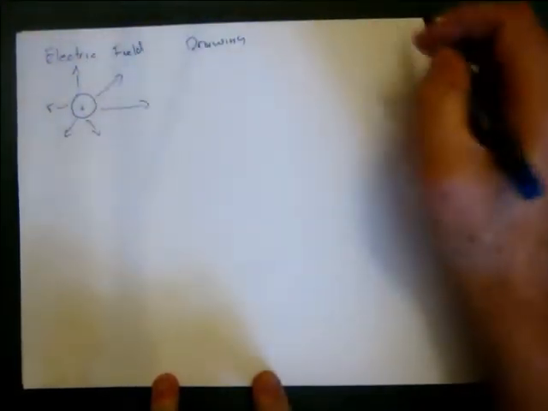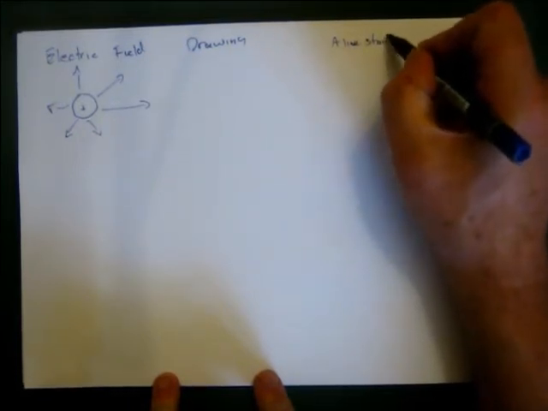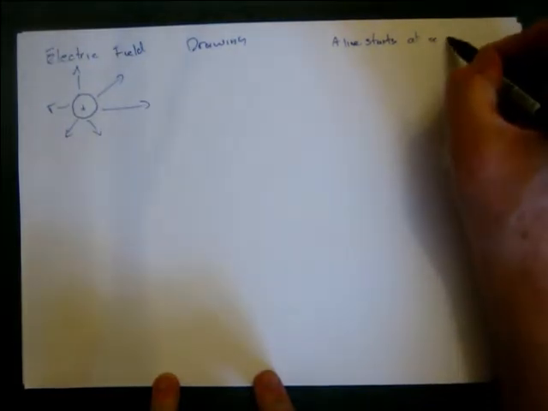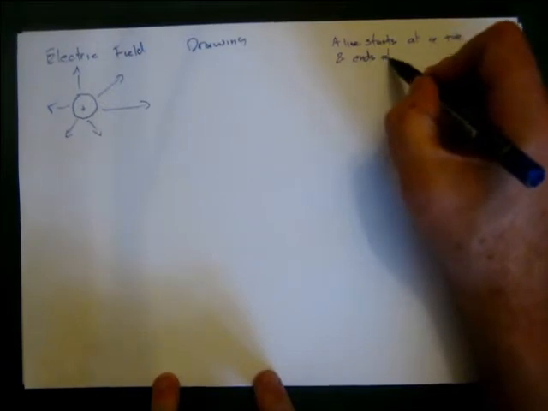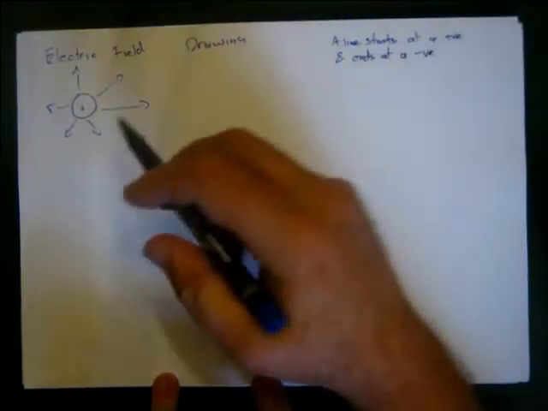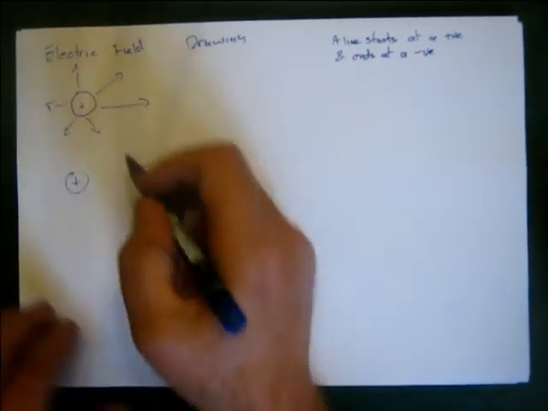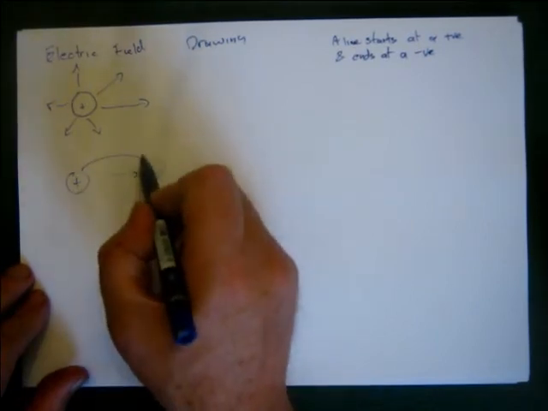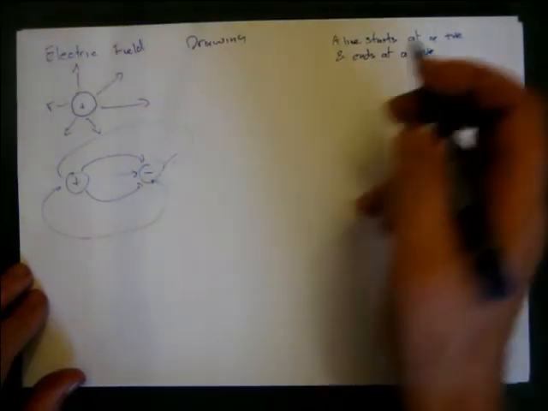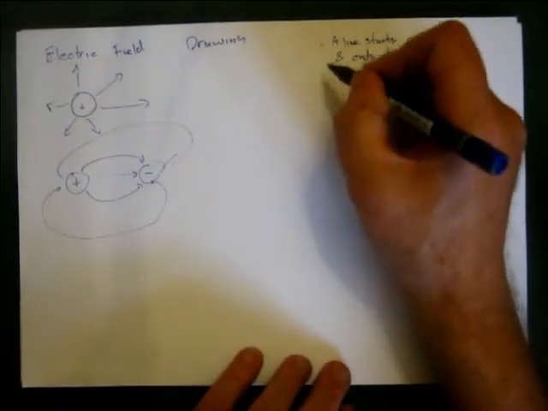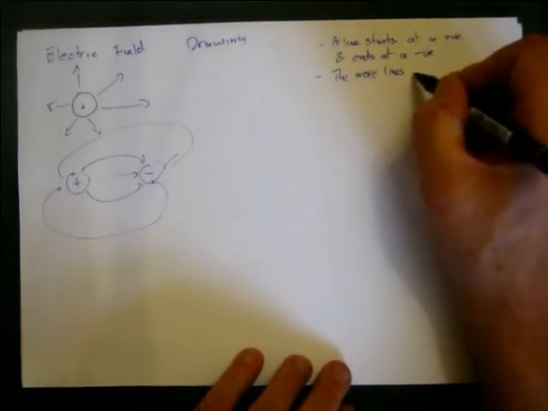So basically there's a few rules. A line starts at a positive and ends at a negative. So if I have a positive and a negative, it starts from the positive, goes to the negative. Isn't that cool? Okay, so the more lines, the stronger the field.